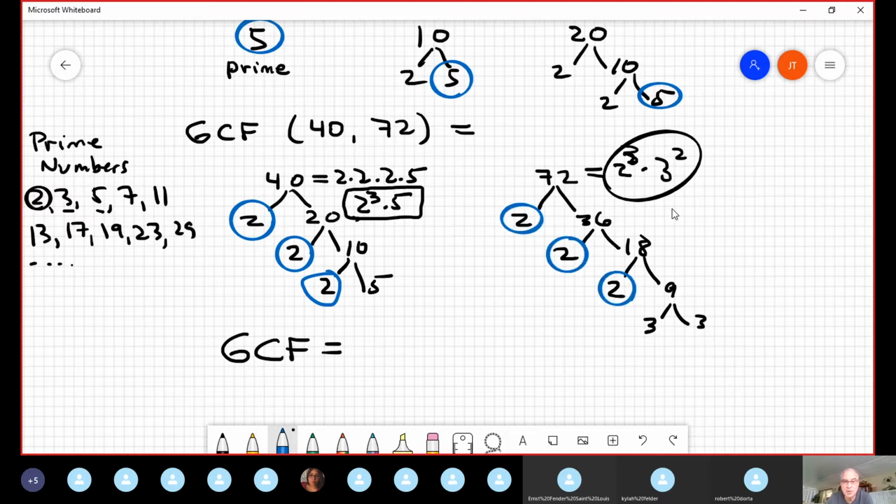How many 3s do we have in common between both numbers? Nothing. No 3, because 72 has two 3s, but 40 has no 3. How many 5s do we have in common? Nothing. No 5, because 40 has one 5, but 72 has no 5. Therefore, the greatest common factor is 2 times 2 times 2, so 2 to the third power is 8.